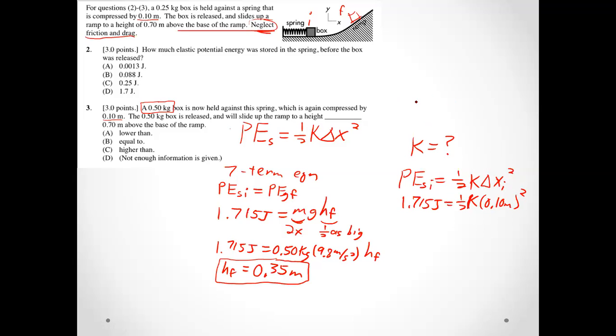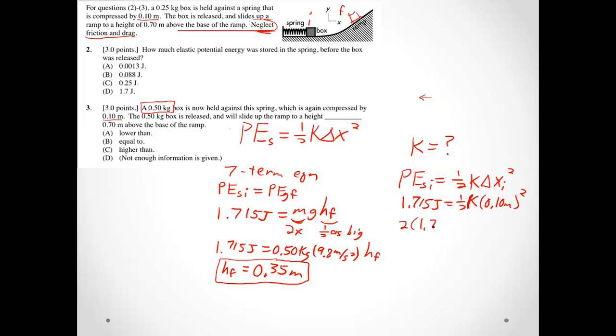If you go 0.1 meters compressed, so pushing it to the left and making it smaller, or if you stretch it to the right. Now, you'd have to attach the box to that for that to make sense. But if we attach the box here, we pull it back this way, or pull it to the right, 0.1 meters, we've stored 1.715 joules of energy, just the same as if we compress it. And so the sign doesn't matter in here, but it also means we can stretch or compress and get the same amount of energy storage. So now it's just a matter of doing the algebra here.